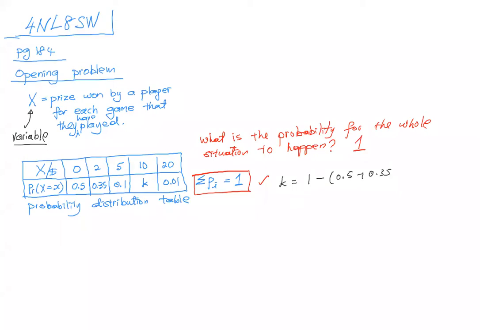Okay, so do you get me? So next time if you see a probability distribution table, then you have to know it is like that. So that's why you got your K as 0.04 as what is given in the book. So this is a true fact.